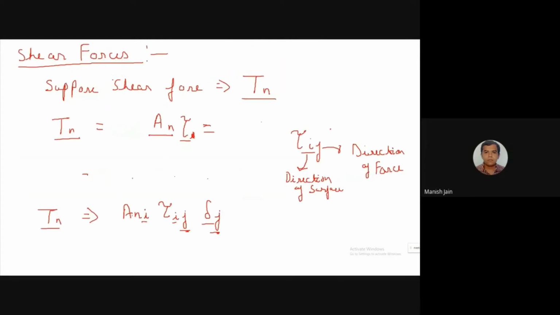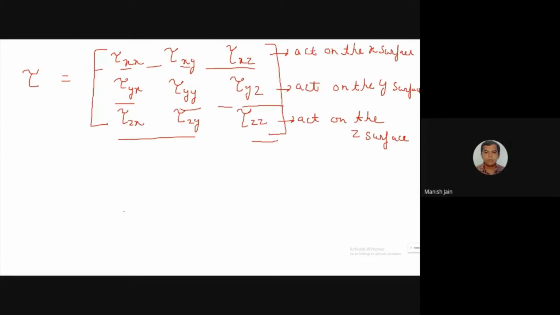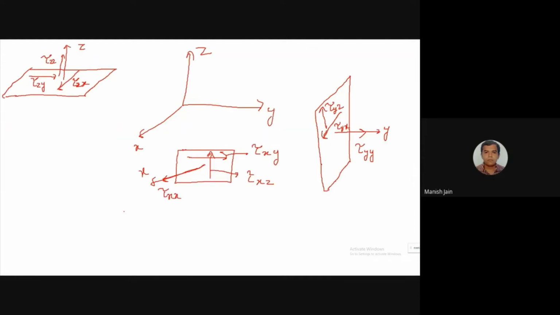And what is the shear force? Shear force is a friction force. So when you calculate the friction force at every surface, there are three possible directions of the friction force. In the x directed surface you have tau xx, tau xy, tau xz. That is the x directed forces. Tau yx, tau yy, tau yz. That is the y directed forces. Tau zx, tau zy, and tau zz. That is the z directed forces. So you have three different directions of the forces at every surface. The total components are 9.